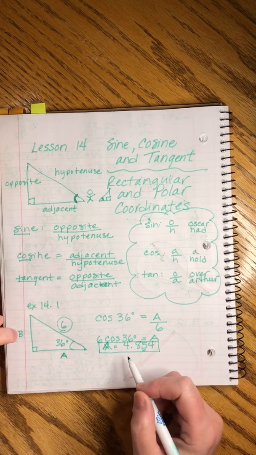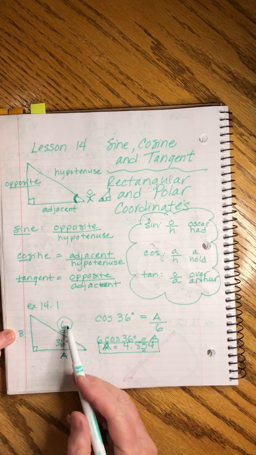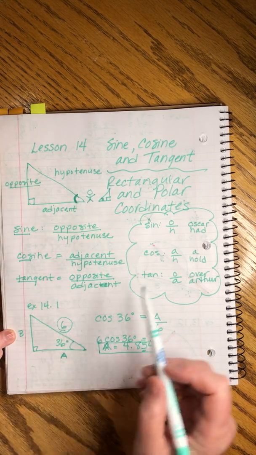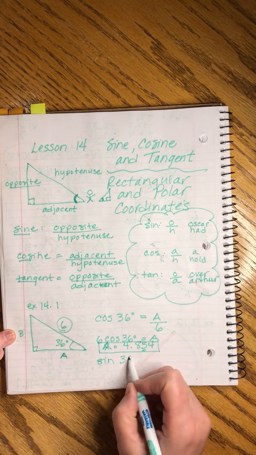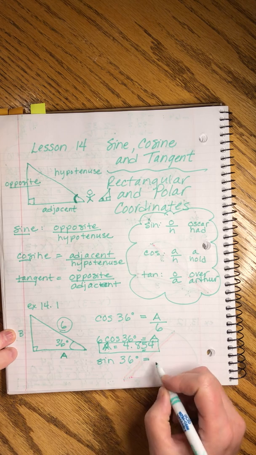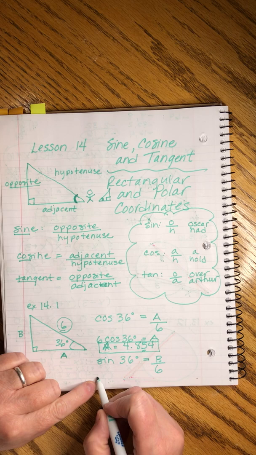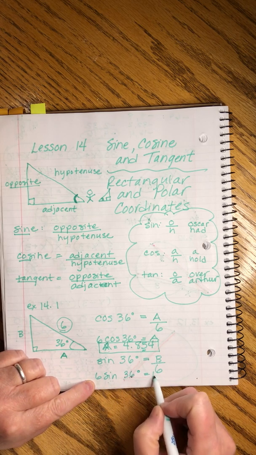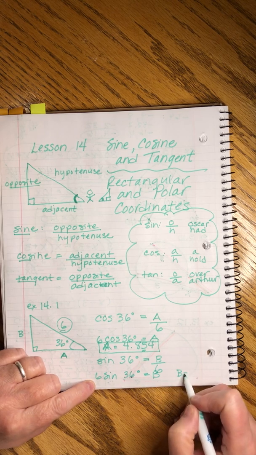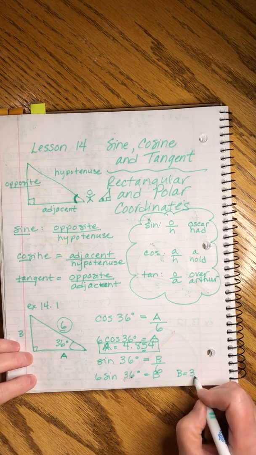And then for side B, that's the opposite. And we want to relate that to the hypotenuse. So that is Oscar had. So we'll say the sine of 36 degrees equals B over 6. And then we can go 6 times the sine of 36 degrees equals B. And then when we solve that, the value you should get is 3.527, rounded.